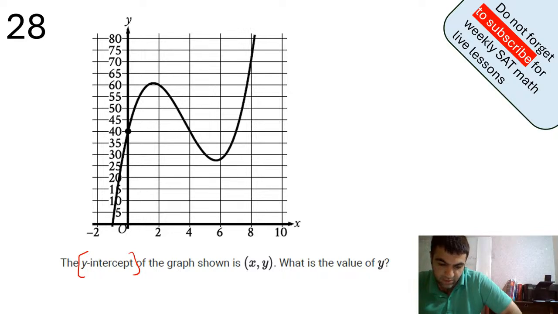Mr. Saif says it is 40. Let's have a look. Let's see if Shahin has found it correct or not. Mr. Shahin says it is 6.